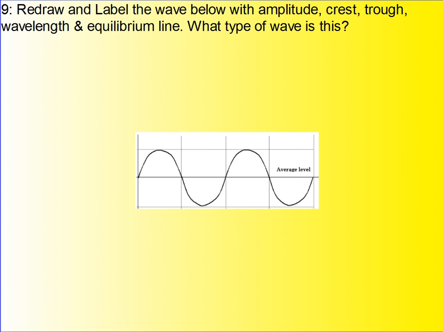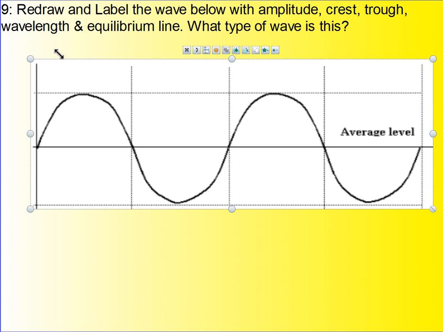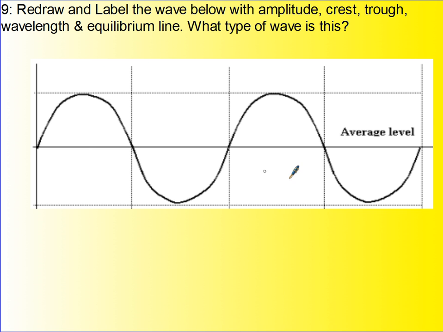Redraw and label the wave with the amplitude, crest, trough, wavelength, equilibrium line, and what kind of wave is this? Okay, I'm going to blow this up really big. All right. The first thing they want is the amplitude. Remember, the amplitude is from the equilibrium line. This right here is the equilibrium line, so I'm going to write equilibrium. It's this line right here. All right, it's the whole line.